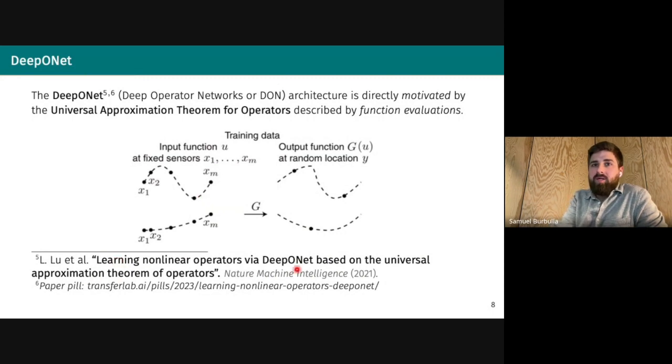Okay, so this is from this paper here. As I said, the Nature paper from 2021. We have also written a blog post about this.